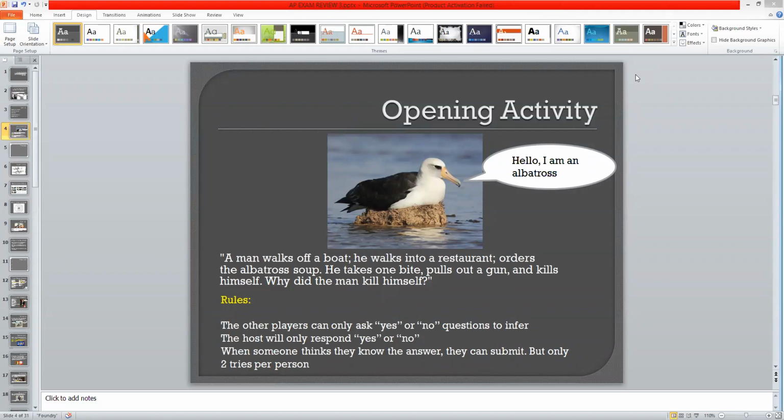So he accidentally ate his wife from the soup? No. Did the restaurant owner kill his wife and then feed him the soup? No. Did the albatross soup remind the man of his wife? Yes. Wait, I'm so confused. Is the albatross in the soup with his wife? No.